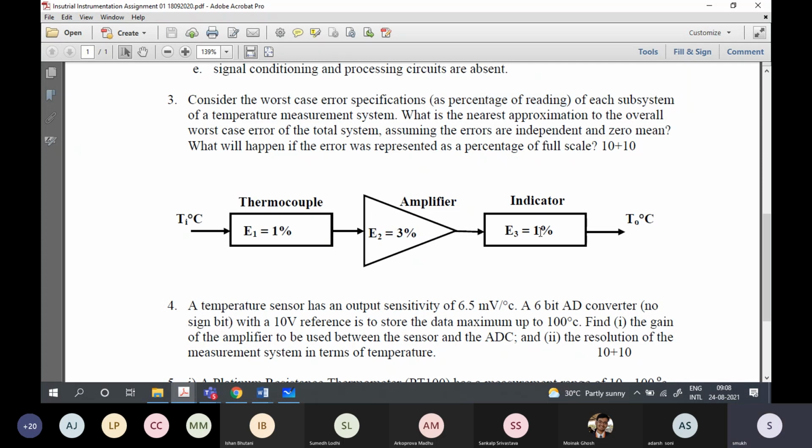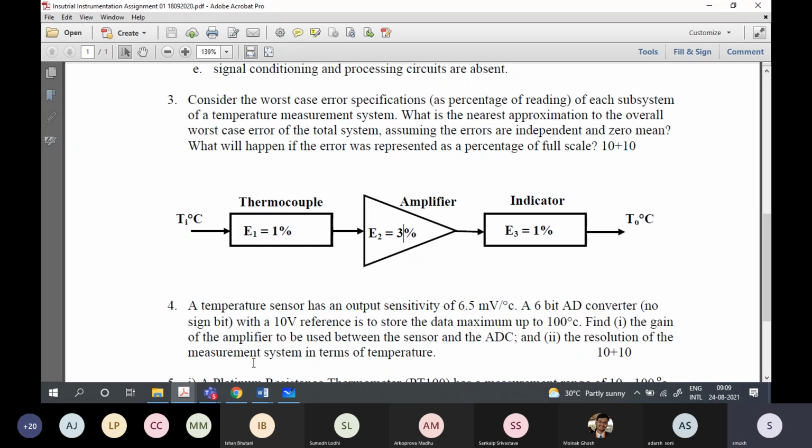Then we could have just added them, because this gives 1% of full scale error. This also gives 1% of full scale error. That means the 3% will finally translate to 3% of full scale error here for the nominal gain. And similarly, this would also translate to 1%. So then it would have been 5% if it was full scale error, but it says reading. So now we have a problem.